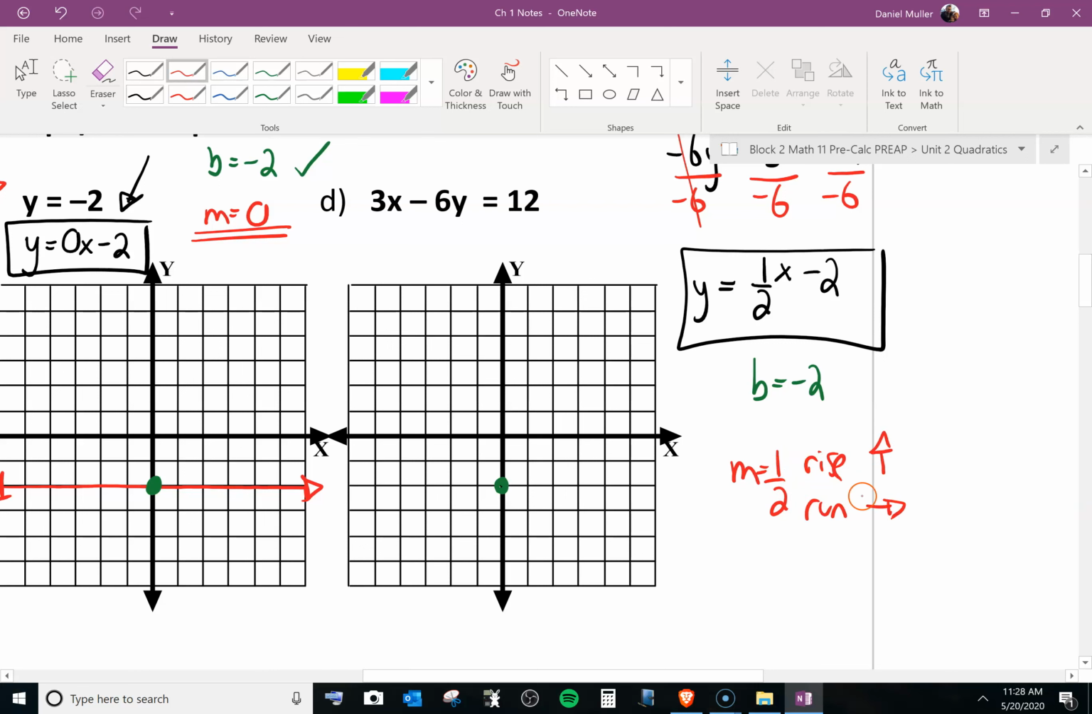So I need to go up 1, 2, right. Up 1, 2, right. Up 1, 2, right. Up 1, 2, right. And now I need to do the opposite. So down 1, 2, left. Down 1, 2, left. Connect the dots. It's not actually that bad.